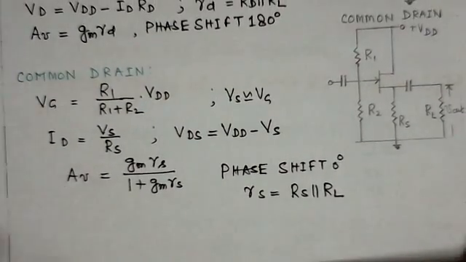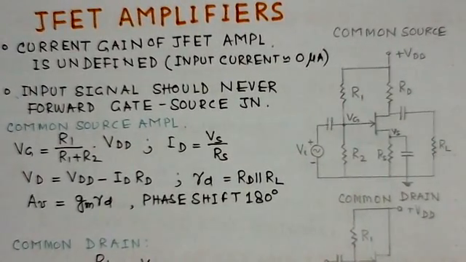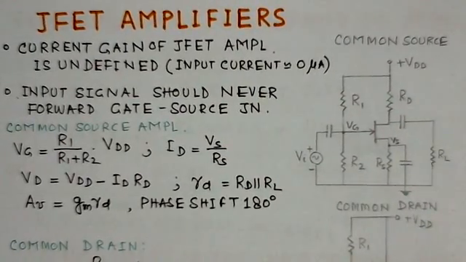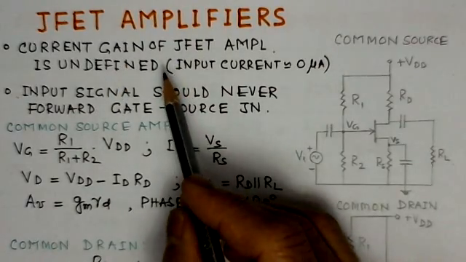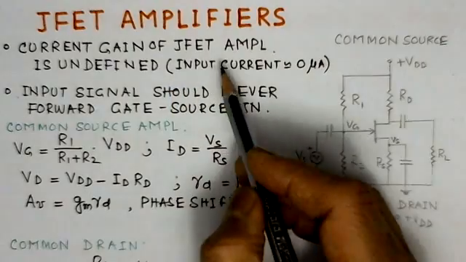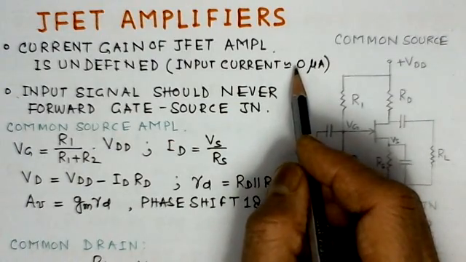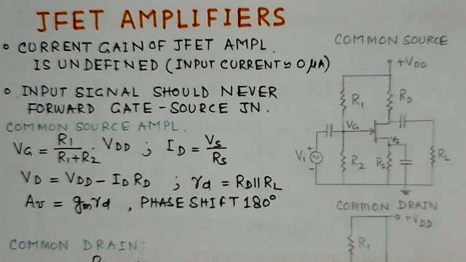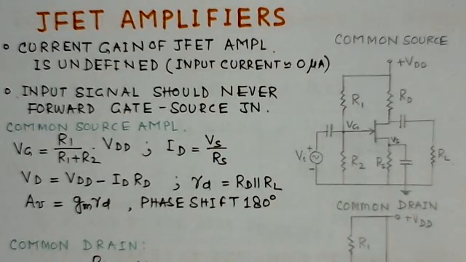Now we see the junction FET amplifiers. What we observed here is that the current gain of the junction FET amplifier is an undefined quantity. Why is it undefined? Because the input current is very small, nearly 0 microamperes. If the current is so small, you cannot define the current gain. The other point is that the input signal should never forward bias the gate source junction. This restriction must be observed.